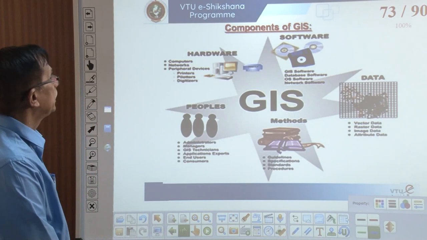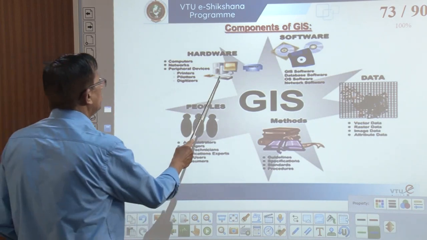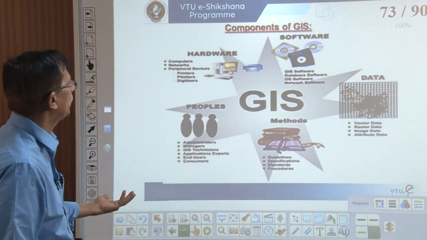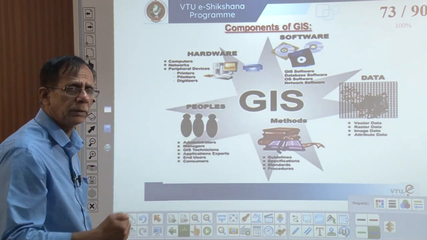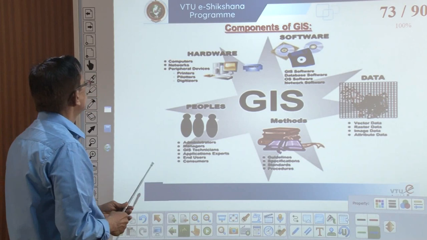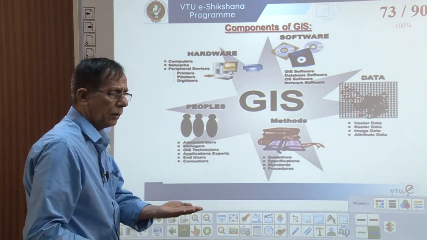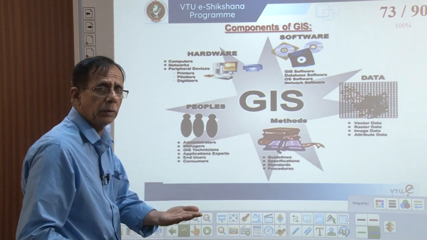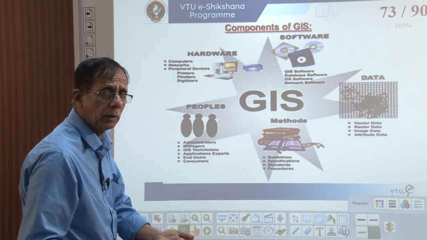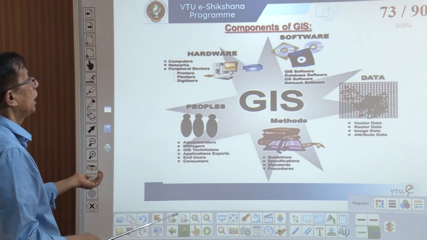So these are the components of GIS. We have to have hardware. This computer, we need to have hardware. The scanner and the printer are all considered hardware. So for satellite data or a topo sheet or a map or photograph, a hard copy, I scan it. Those are all the hardware part.